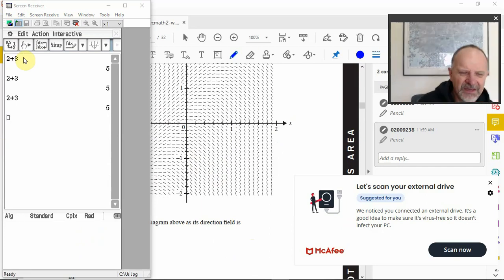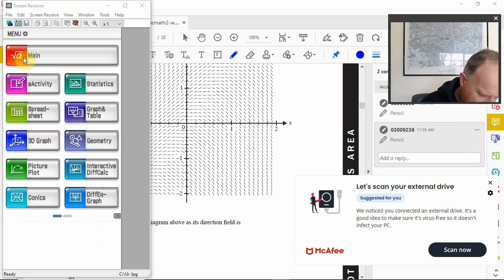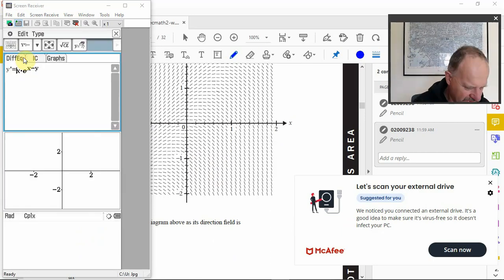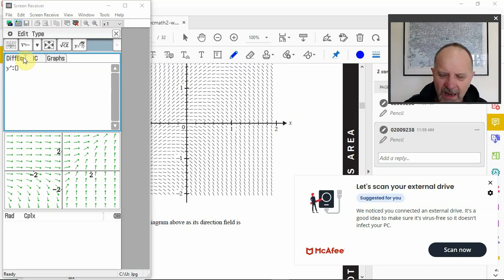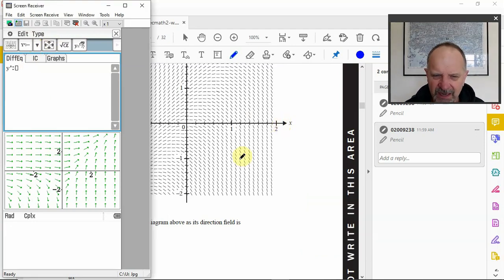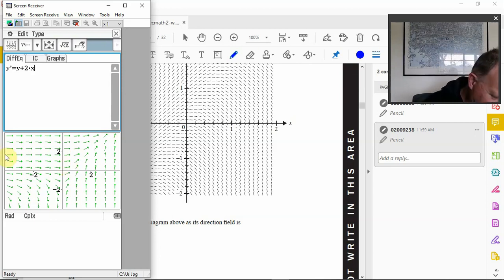So to do that, I need to go to the menu. And there's the menu, and I go to the diff equation screen. Now I've got something in there that's not what I want. Now a handy thing with this is to have your calculator screen the same domain and range as that. I need to put one in first. So what I'm going to do is simply trial and error. So we've got y plus 2x. Oops, too many pluses there. Plus 2x. And I'm going to graph that.